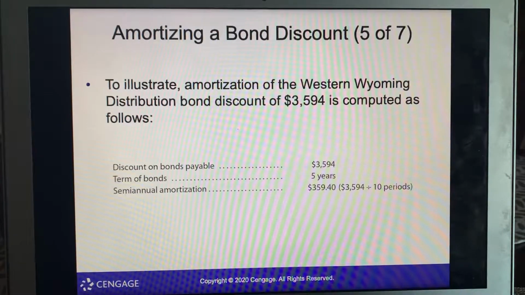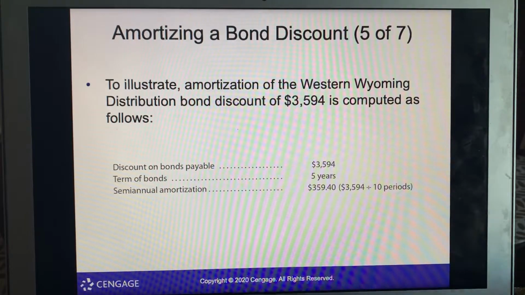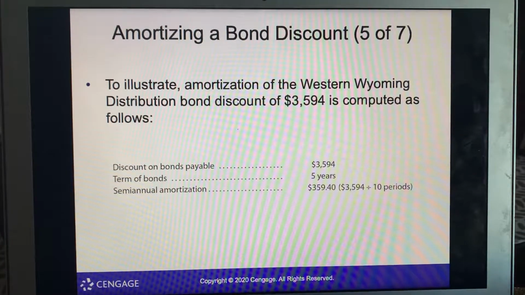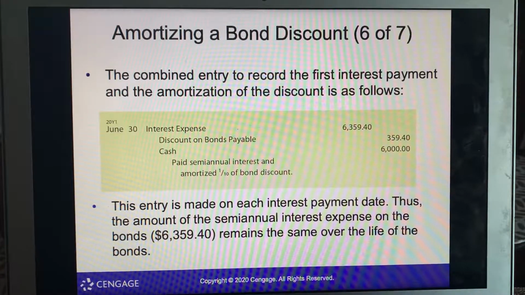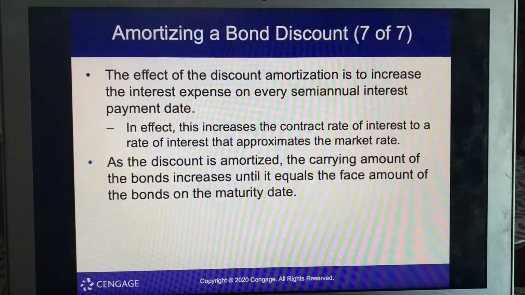To illustrate amortization of the Western Wyoming Distribution bond discount of $3,594, it is computed as follows. So discount on bonds payable is $3,594. Term of bond 5 years. So a semi-annual amortization, all we do is take the $3,594 divided by 10 periods. Okay. So here's what this would look like: interest expense of $6,359.40, and then cash of $6,000, and then the difference will be $359.40. So that's how we account for that entry.